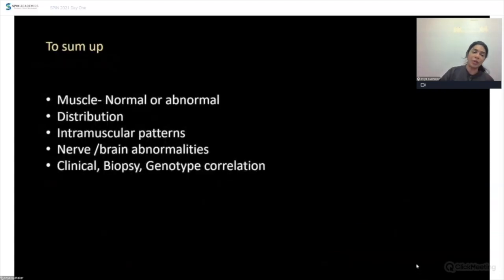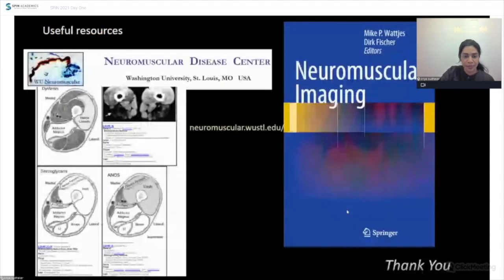So to sum up, what we look at in the muscle MRI is whether the muscle is abnormal or normal, because if the muscle is abnormal, you can say that it is either at the muscle level or the anterior horn cell level. Then look at the distribution and intramuscular patterns. Don't forget the nerve or the brain abnormalities, and always remember that it is a combination of things, the clinical picture, the biopsy, and the genotype correlation coming together to clinch the final diagnosis.